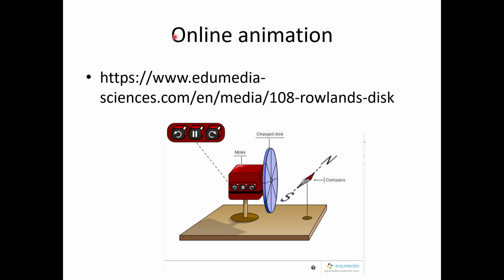So what we have here is an online animation. If you go to this website and click the button, you'll see the charge disk spin and it'll deflect the needle. Then you have to hit pause before you can make the charge disk spin in the other direction, and you'll see the compass needle deflect the other way. That is the Rowland experiment, which shows that charges in motion create a magnetic field. And this is what ethereal mechanics says, but in ethereal mechanics, it's the charge motion relative to the medium that causes it.